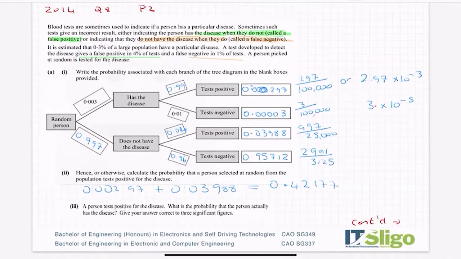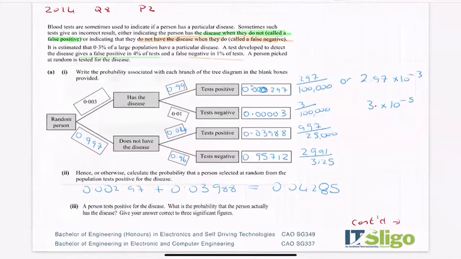Okay, so let's try adding them again now. 0.00297 plus 0.03988. Let's try it now. 0.04285 is what I did get when I was trying it earlier. 0.04285. Okay, so that is the probability. So if I convert that, in my head, I just convert them to a percentage because I suppose the number makes more sense rather than decimal. So 4.285% of the population is testing positive for the disease.